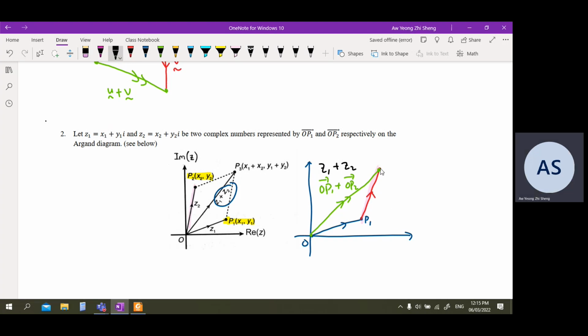And if you read this coordinate at the very end, this x and y coordinate, they will be the real part and imaginary part respectively of the complex number Z1 plus Z2.